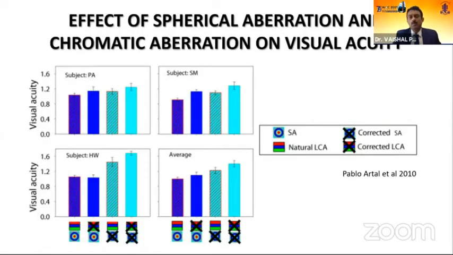Now, what we are talking about are all monochromatic aberrations. We also have chromatic aberrations, but by and large, these chromatic aberrations, which are about 1.5 diopters in magnitude, are neutralized to some extent by the monochromatic higher order aberrations.